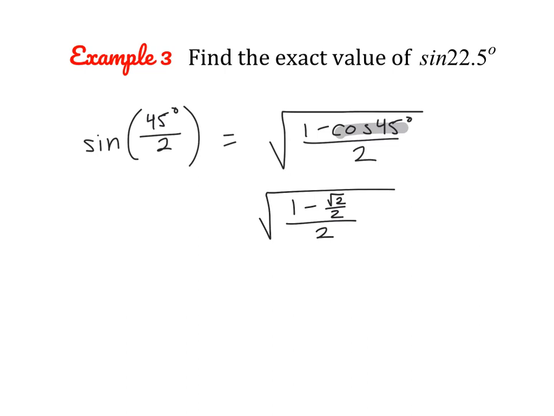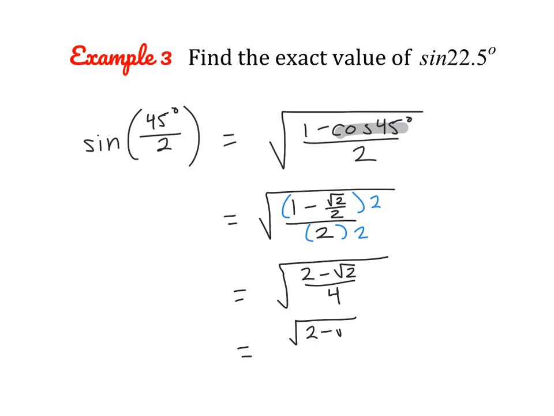To simplify this, I'm going to multiply my numerator and denominator by 2, leaving me with the square root of (2 minus root 2) all over 4. And then I can simplify my denominator because the square root of 4 is 2. Notice that in my final answer, the square root is only in my numerator. So make sure it's really clear when you're writing your work whether or not your denominator is included within the radical.